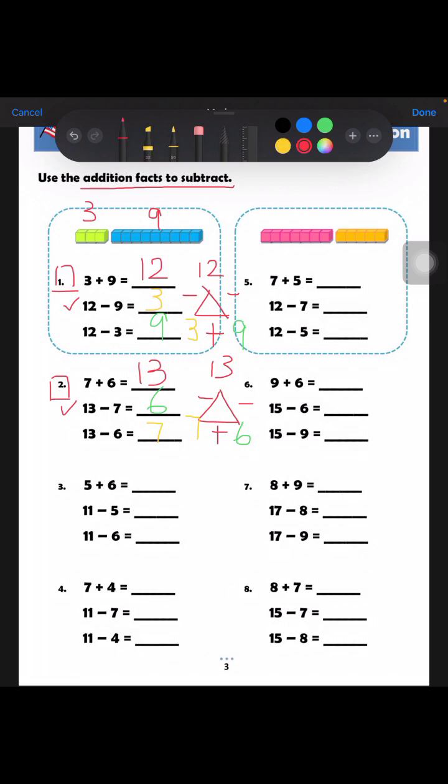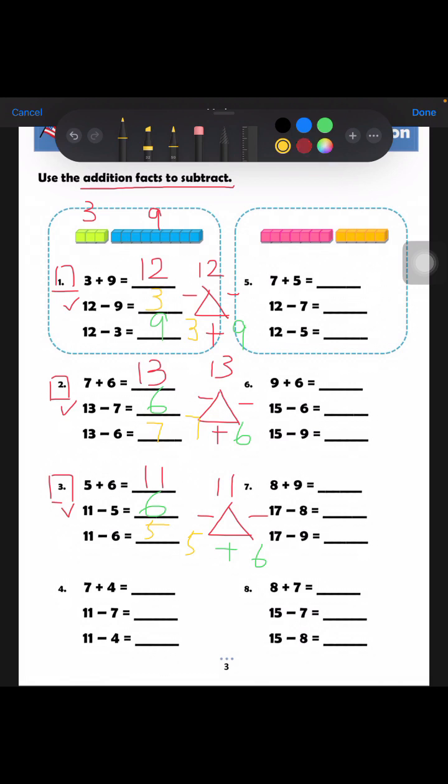Okay, let's take a look at question 3. We need to find 5 plus 6. So 5 plus 6 equals to how many? Yes, 11. And then we draw the fact family. So 11 is a whole, and then 5 and 6 are the parts. So 5 plus 6 equals to 11. So how about 11 minus 5? From the fact family, we know that 11 minus 5 equals to 6. So how about 11 minus 6? 11 minus 6 equals to 5.